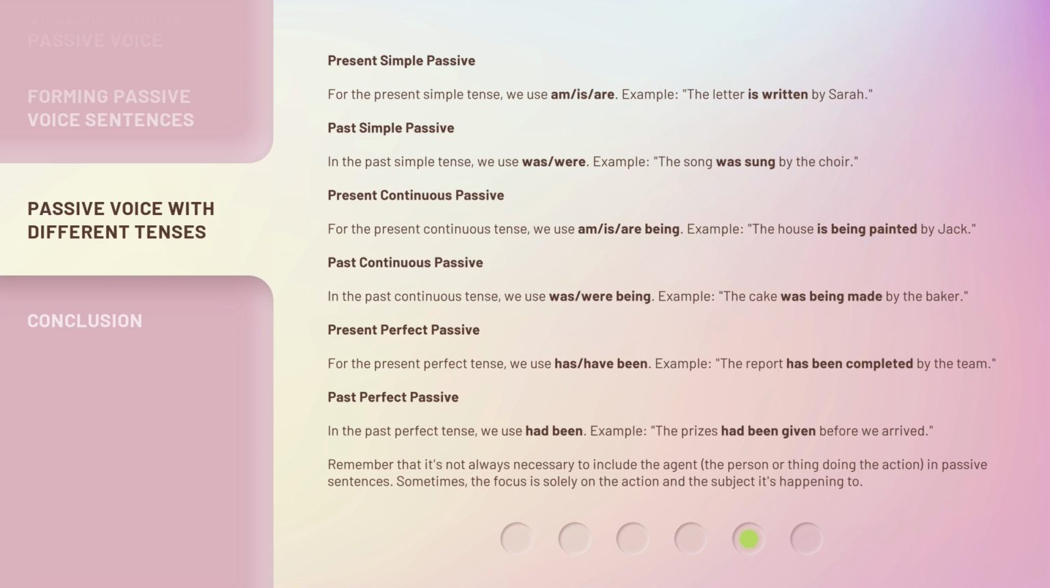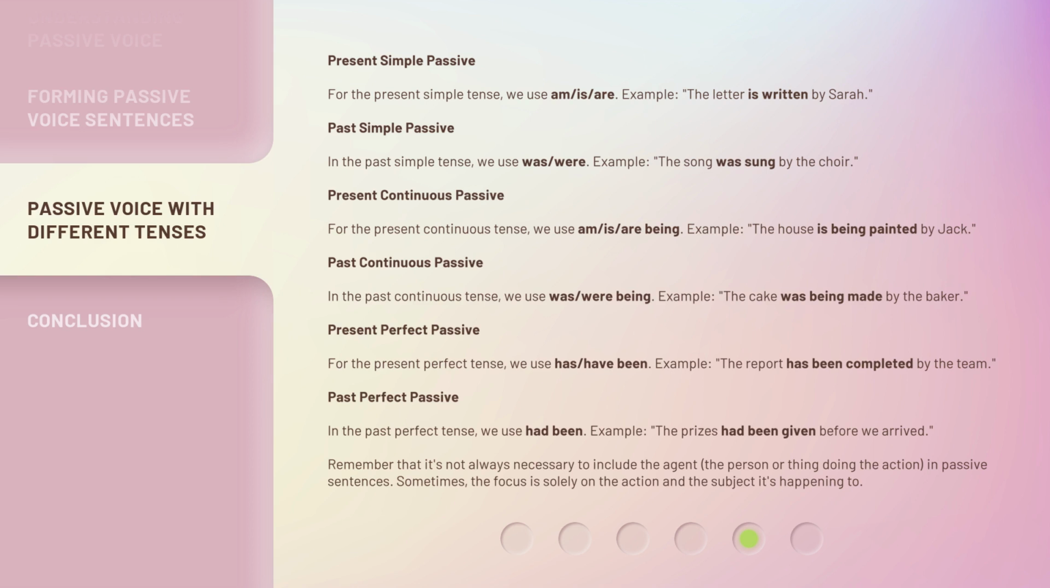Present perfect passive. For the present perfect tense, we use has, have been. Example: the report has been completed by the team. Past perfect passive. In the past perfect tense, we use had been. Example: the prizes had been given before we arrived.